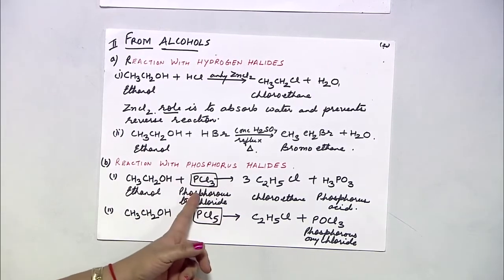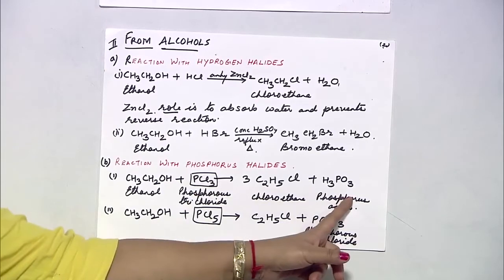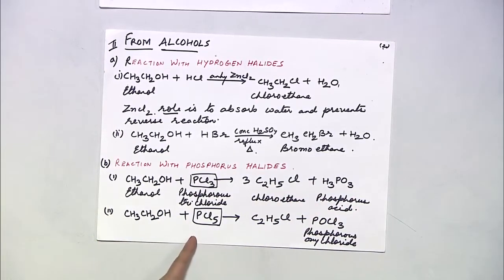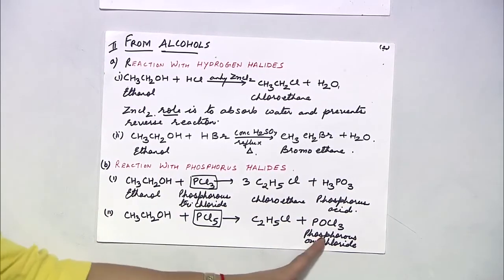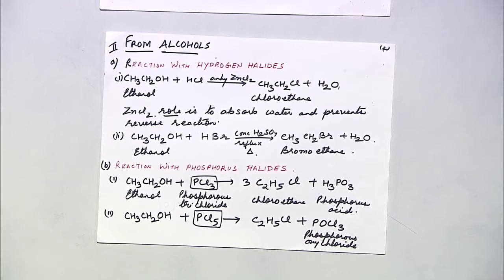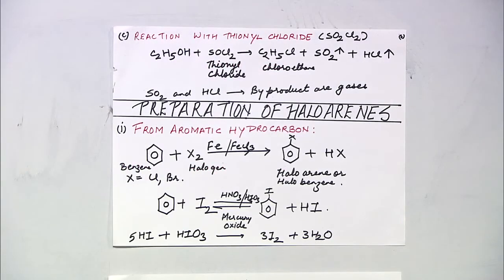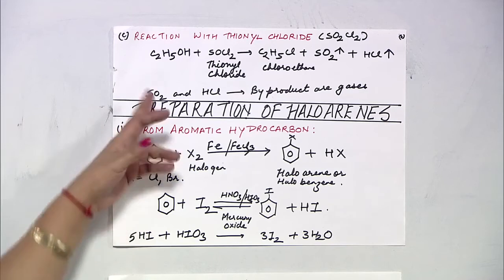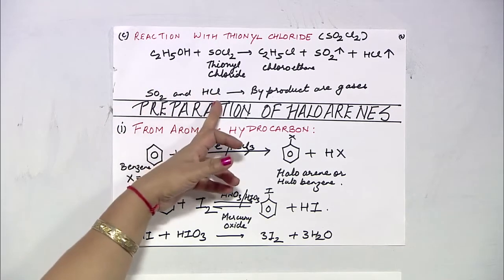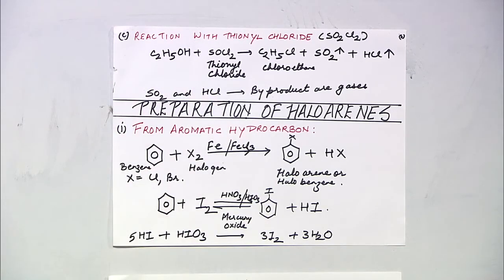You need to remember that with PCl3, the other product is phosphorous acid, and when you are reacting with PCl5, it is phosphorus oxychloride. You can also prepare haloalkanes by taking alcohol and thionyl chloride. The formula of thionyl chloride is SOCl2. You get chloroethane, SO2 and HCl. Both SO2 and HCl are escapable gases, so this is the best method for the preparation of haloalkanes.